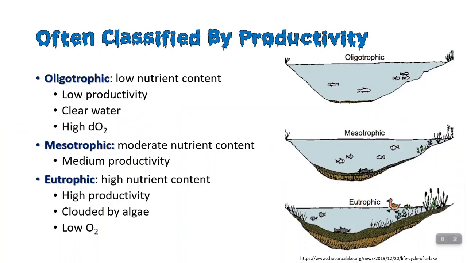You can also classify lakes by how much stuff they have floating in them. Nutrients, like I said before, are a limiting factor. When you don't have a lot of nutrients, you do not have a lot of producers. So that's what I mean by saying they have low productivity. They have few producers. You probably can't support a whole ton of life here just because there's no base for your food chain. And the water's pretty clear, usually has plenty of dissolved oxygen because there's not a lot of stuff living there.